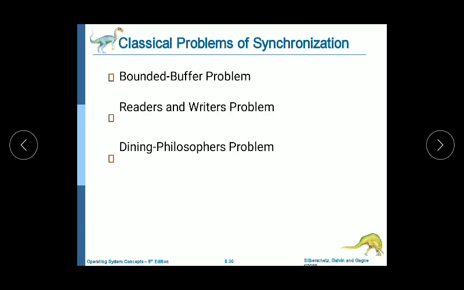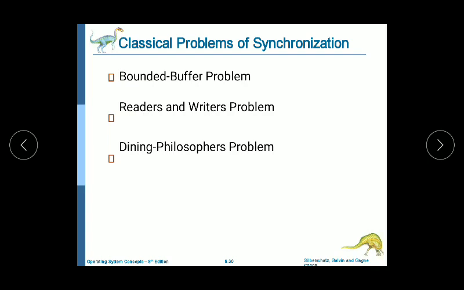In this section we present a number of synchronization problems as examples of a large class of concurrency control problems. These problems are used for testing nearly every newly proposed synchronization scheme. In our solutions, we use semaphores for synchronization since that is the traditional way to present such a solution. However, actual implementations could use mutex locks in place of binary semaphores.